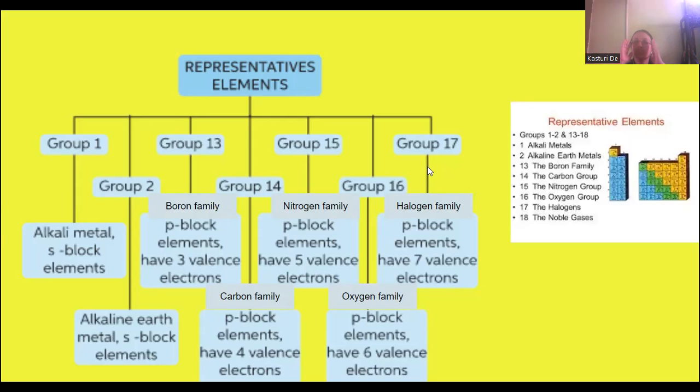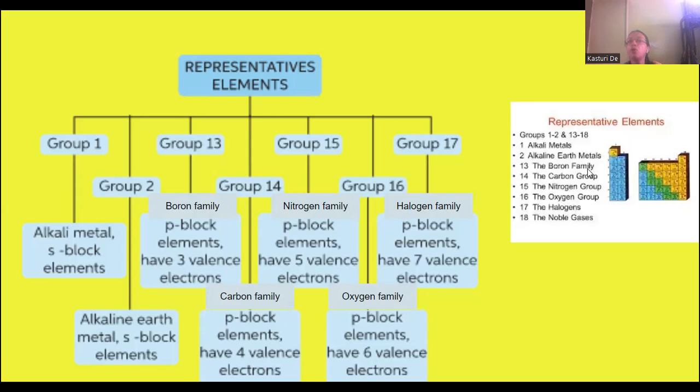Okay, so just see here, there's also a chart. You can see these are the representative elements. You can see the periodic table where these elements are found. So group 1 is the first group, this is the second group, and this is group number 13 to group number 18.